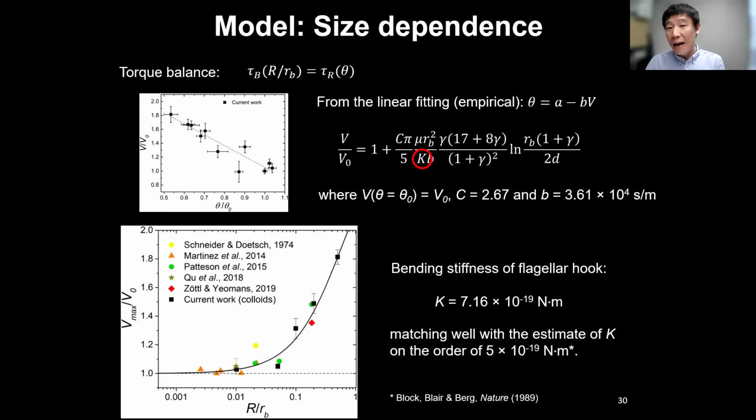It works really well. And the fitting gives us K equal to 7 times 10 to the negative 19 Newton meter. And Howard Berg did this measurement a long time ago, in 1989, using optical tweezers to measure the bending stiffness of the hook. They found the hook has a stiffness of about 5 times 10 to the negative 19 Newton meter. So it's really the same order of magnitude.